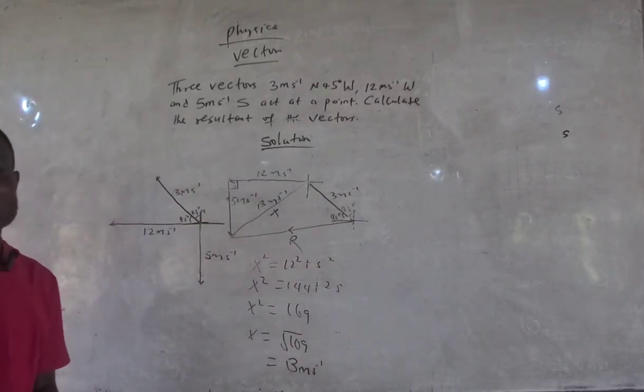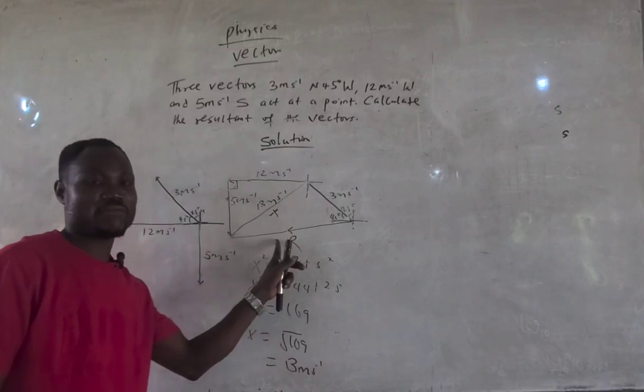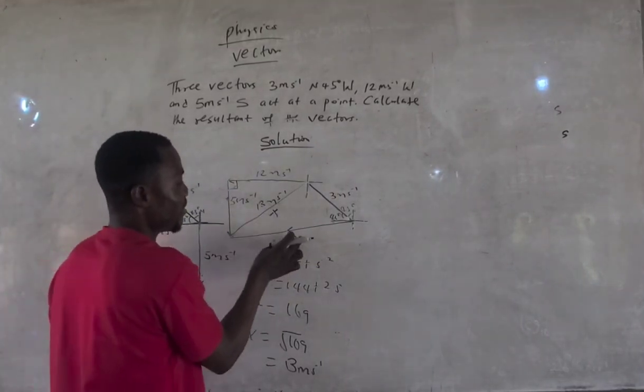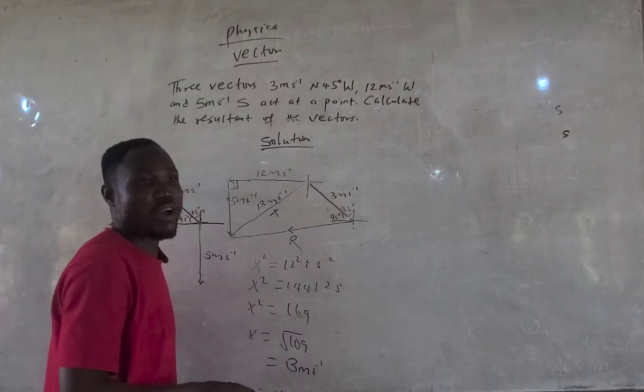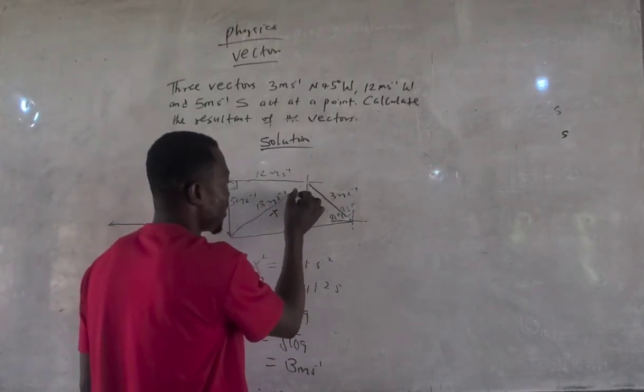Remember, that is not the resultant we are looking for, but we need it for us to be able to find here. So for me to find here, I'm going to use the cosine rule. And for me to use the cosine rule, I need to find the value of the whole of this angle here.